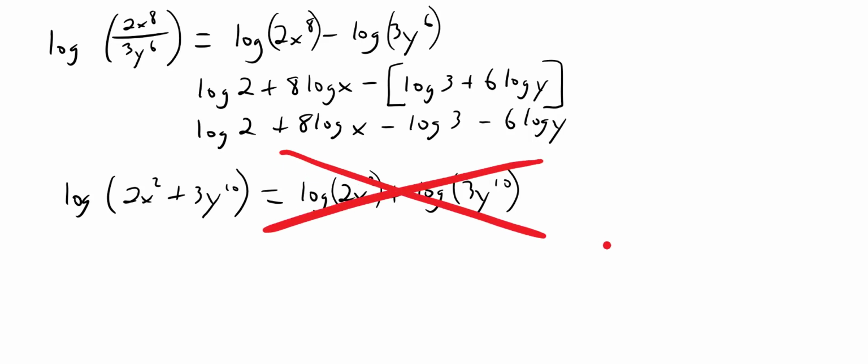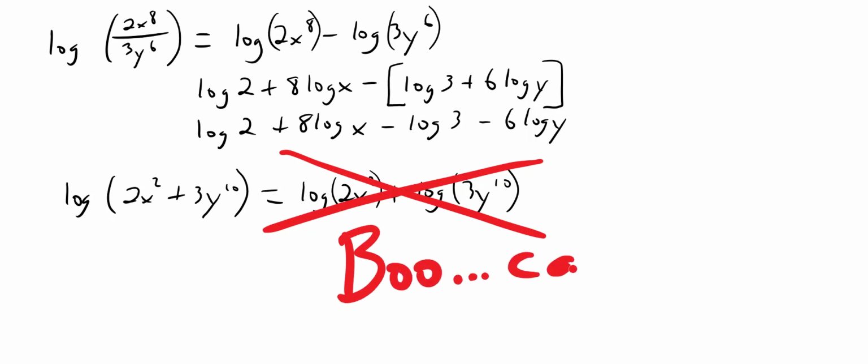Boo! You can't do that. Again, you guys should recognize that that's not a property of the logs, where it's log of a plus log of b or log of x plus log of y. You can't have that. You can't simplify this problem. It is log of 2x squared plus 3y to the 10th, and that's it. That's why I put a big red X. Big red X means wrong. So I'll just put boo. Can't simplify.